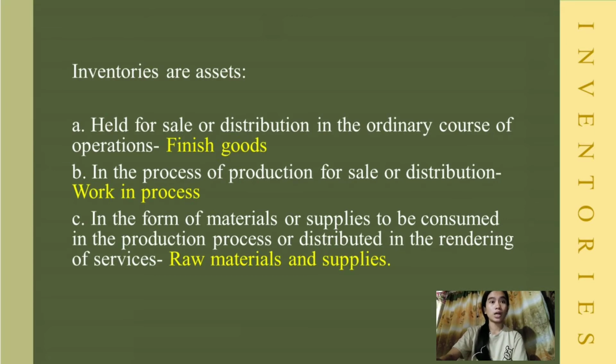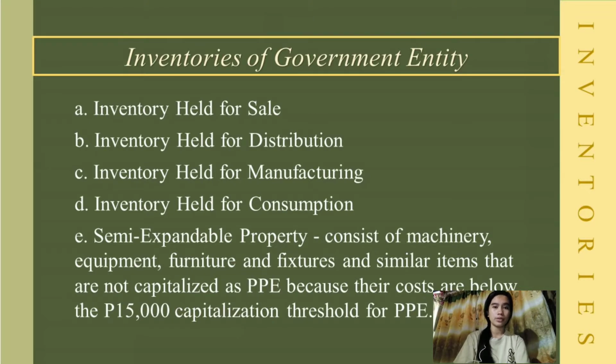Inventories are assets that are held for sale or distribution in the ordinary course of operations, or what you call the finished goods. Inventories also are in the process of production for sale or distribution, or the work in process. And inventories are assets in the form of materials or supplies to be consumed in the production process or distributed in the rendering of services, or what you call the raw materials and supplies. When it comes to inventories of government entities, they are classified as follows.